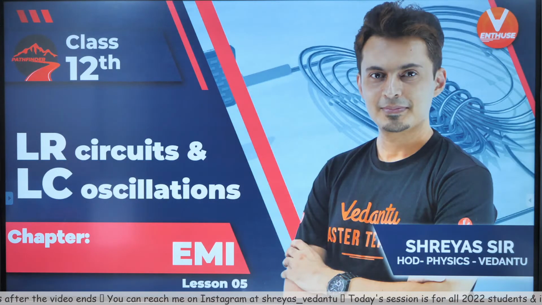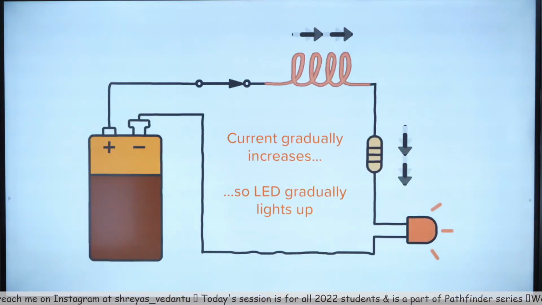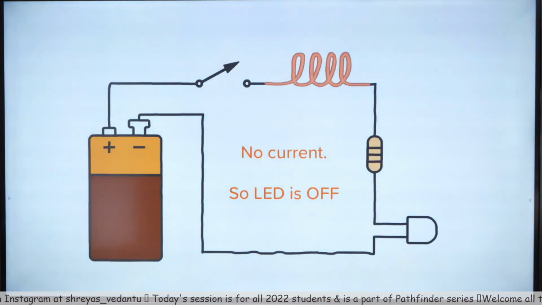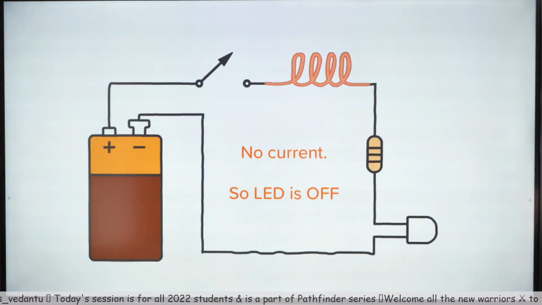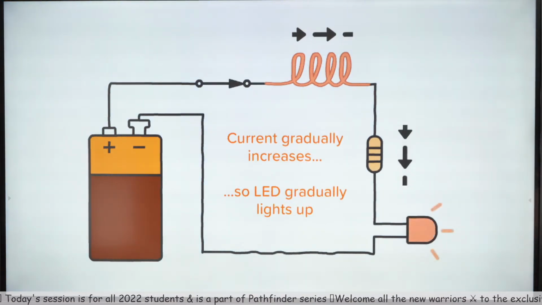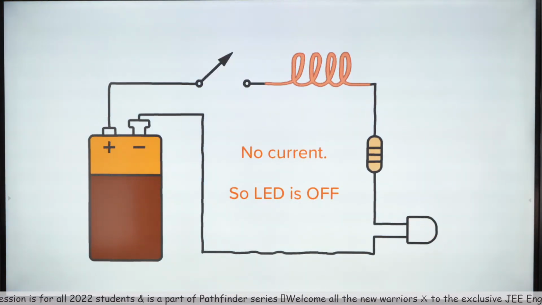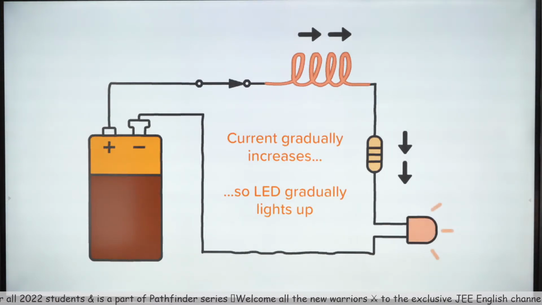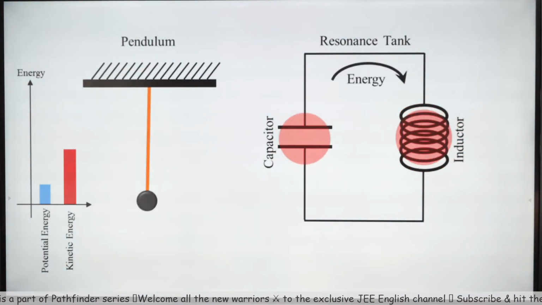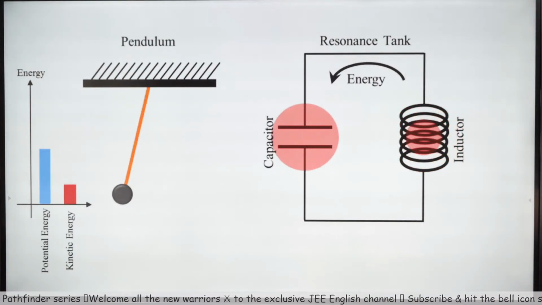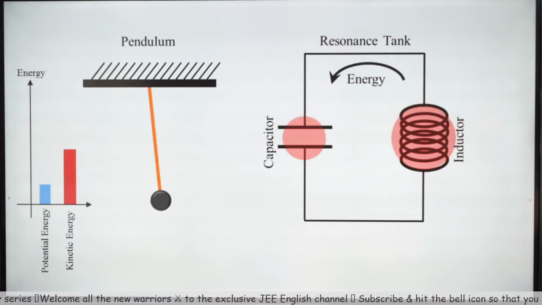Good evening, my 12th standard warriors, to the fifth session of electromagnetic induction, where we are going to talk about the growth and the decay of current in an LR circuit. And we are going to see the significance of that, including the time constant. And then we are slowly going to move towards the oscillations in electrical circuits, basically the LC oscillation.